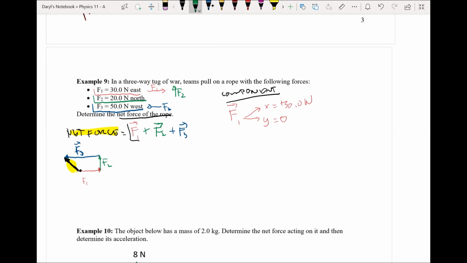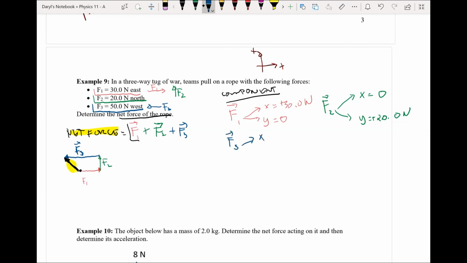And then F2. Again, we break it down to its x and y component. It's north, so if you can see in my diagram, it's pointing upward. So x is 0 there, and y is 20.0 newtons. And this is positive because, again, we use the Cartesian coordinate system, where upward is positive and to the right is positive.